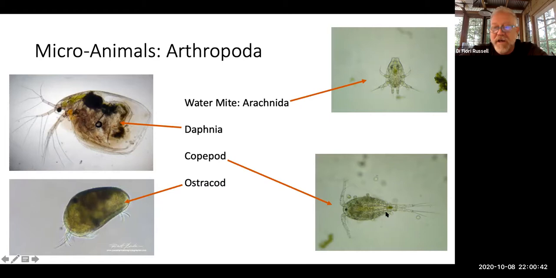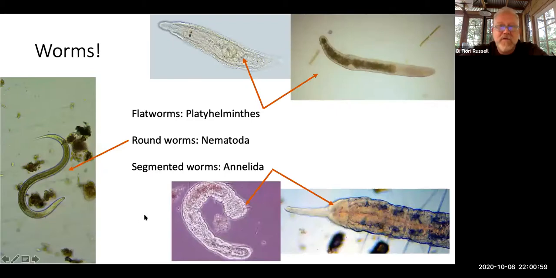These are all, by the way, heterotrophs, so they all are sort of major consumers, probably second or third level consumers in these habitats. It's a sign of good health of a system to be able to support these large arthropods. You might find things that look like worms.